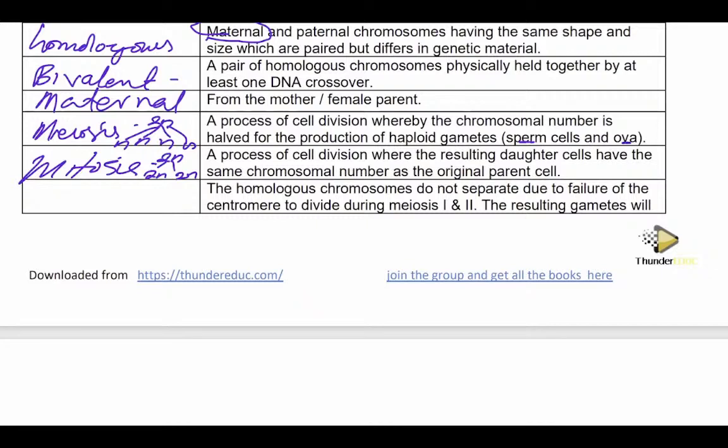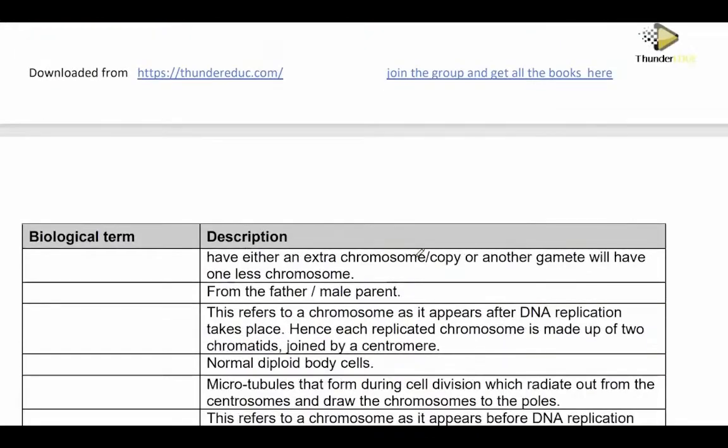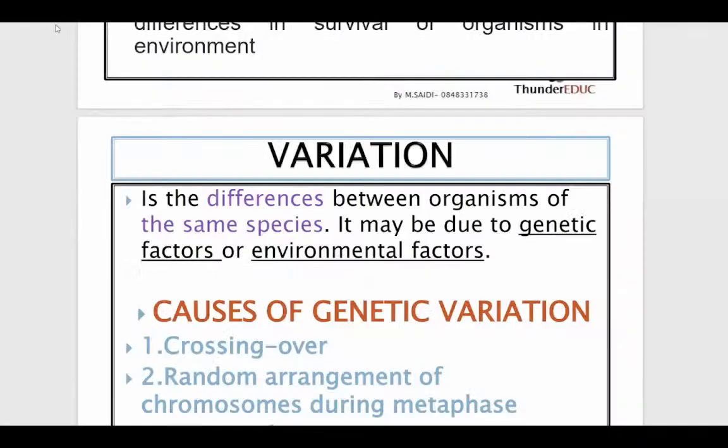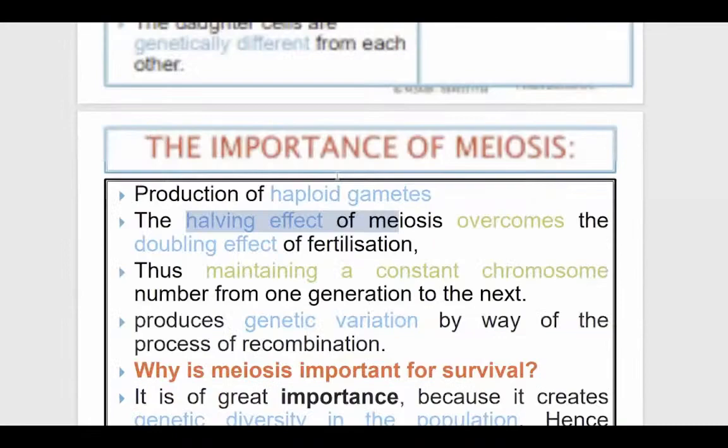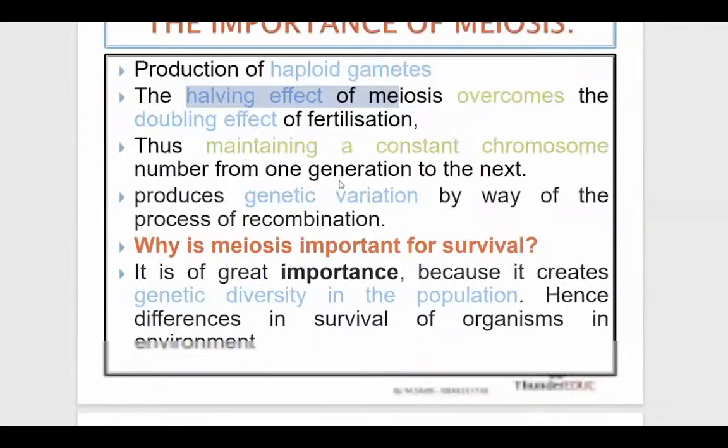Some from the parent, that is the father, some from the parent, that's the mother. Homologous chromosomes do not separate due to failure of the centromere to divide during meiosis 1 and 2, resulting in gametes which will have either an extra chromosome copy or another gamete will have less. How do we call that?